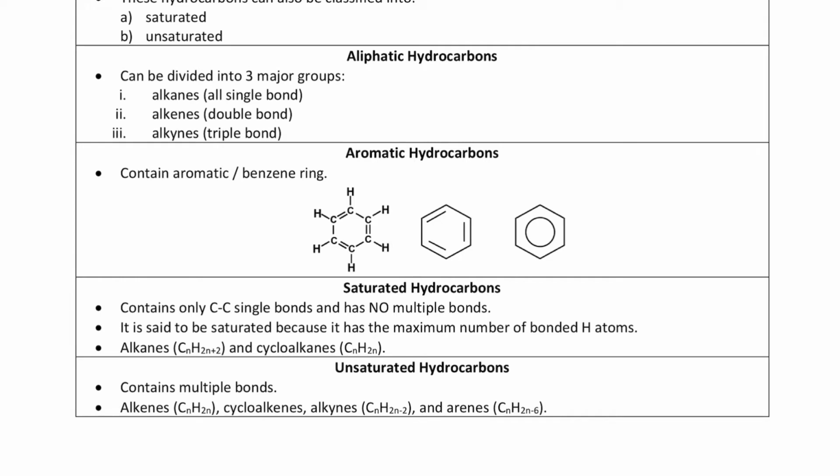Examples of saturated hydrocarbons are alkane and cycloalkane. Semua single bond. And then unsaturated hydrocarbon pula contains multiple bond. Multiple bond means it can be double bond or triple bond. Kalau ada double bond, example of molecule dia adalah alkene lah. Cycloalkene pun boleh. Kalau triple bond, alkyne, and kalau double bond, arene. Alright, arene tu benzene ring lah.